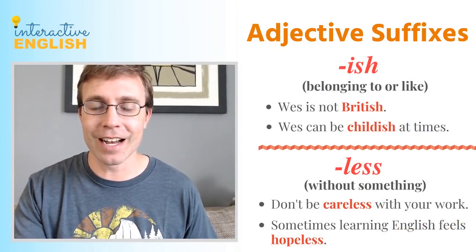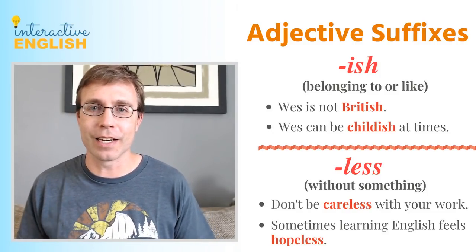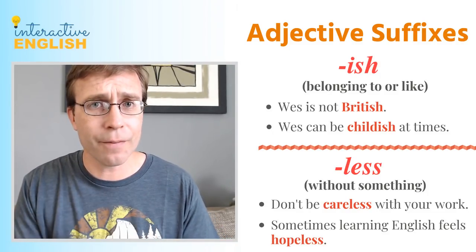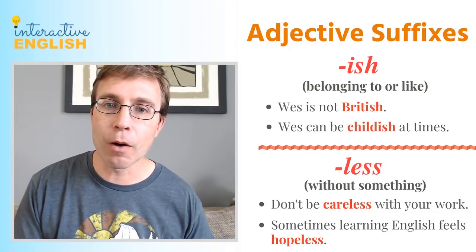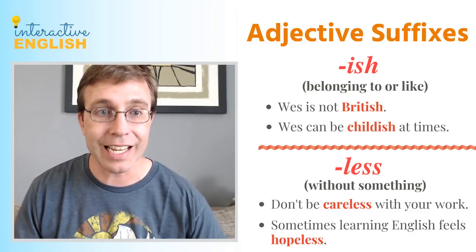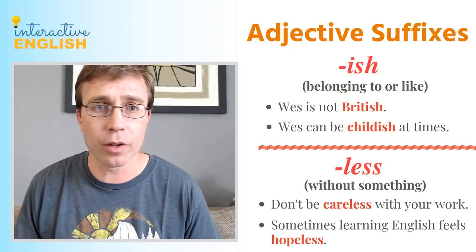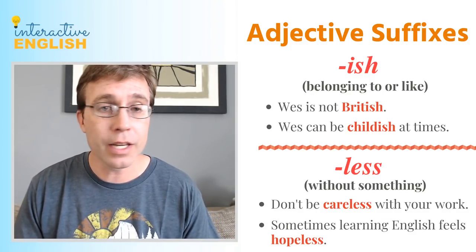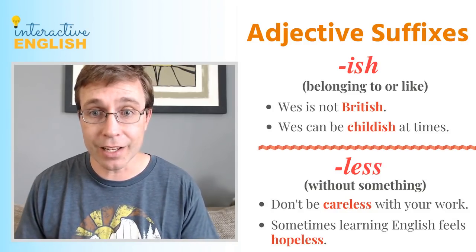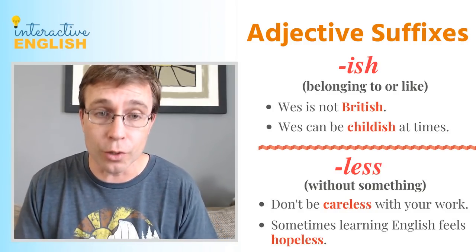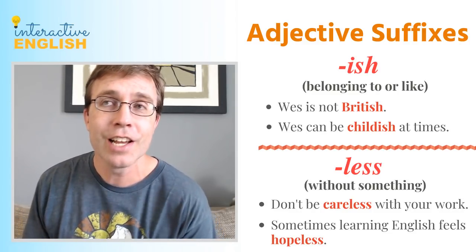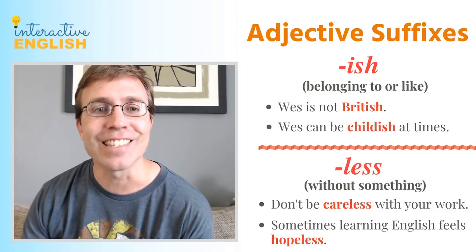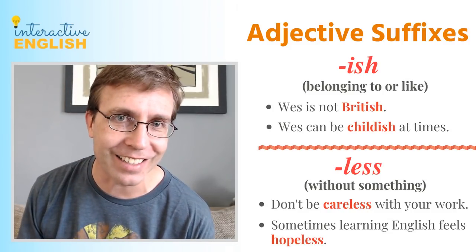Some other adjectives with this suffix. This one is interesting: ish. It's talking about belonging to or being like something. So, for example, if we're talking about a group of people, Wes is not British. It's being like, you're belonging to Great Britain. You're belonging to this group of people. Wes is not British. So many people ask us, is this British English or is this American English?